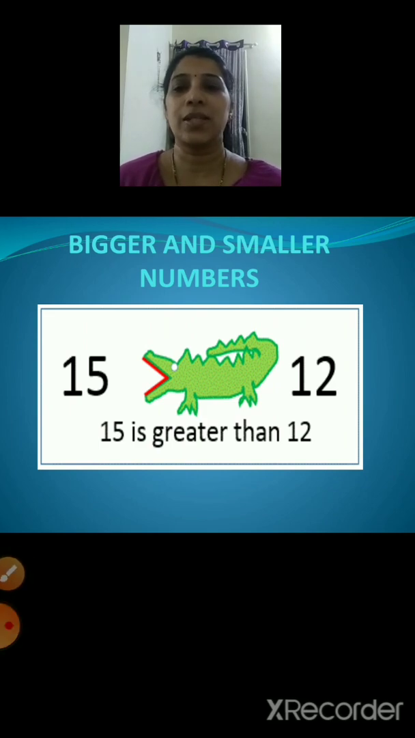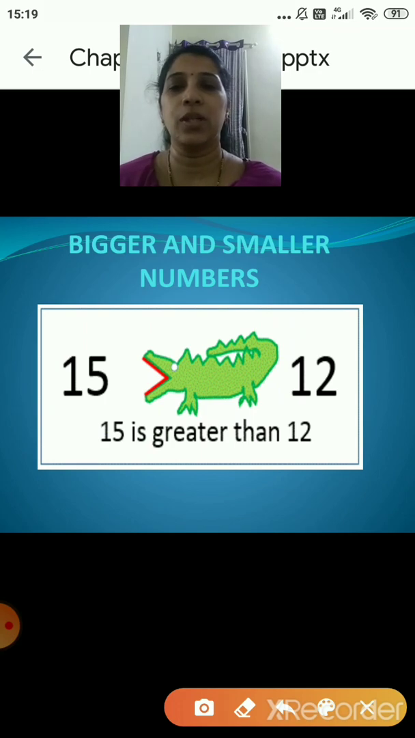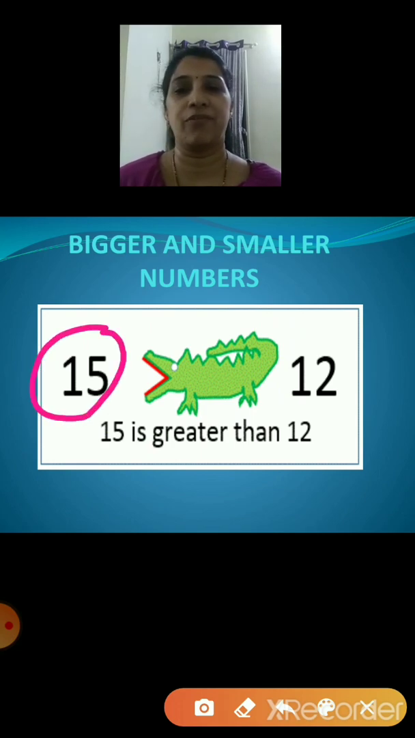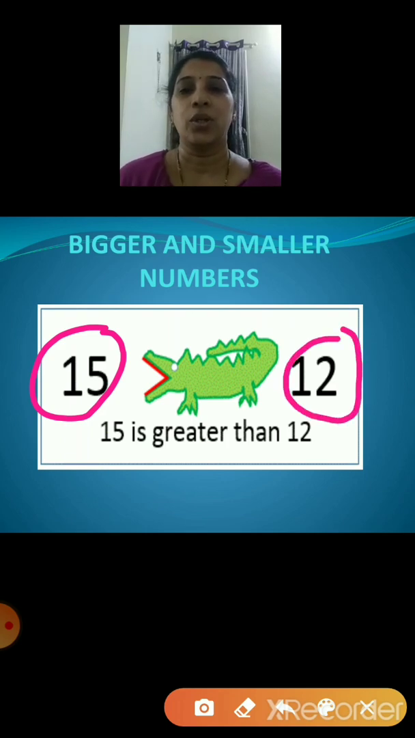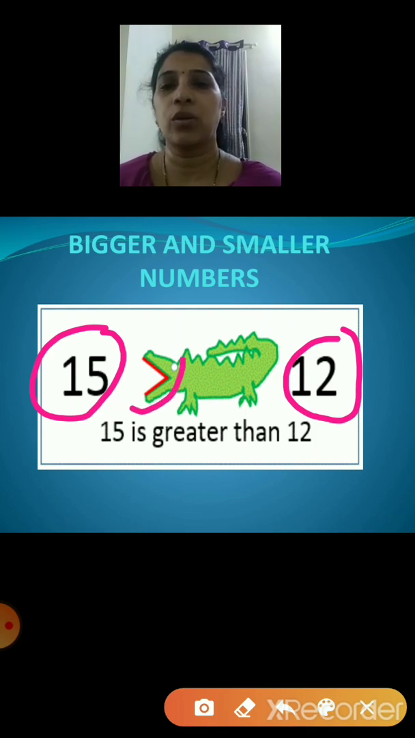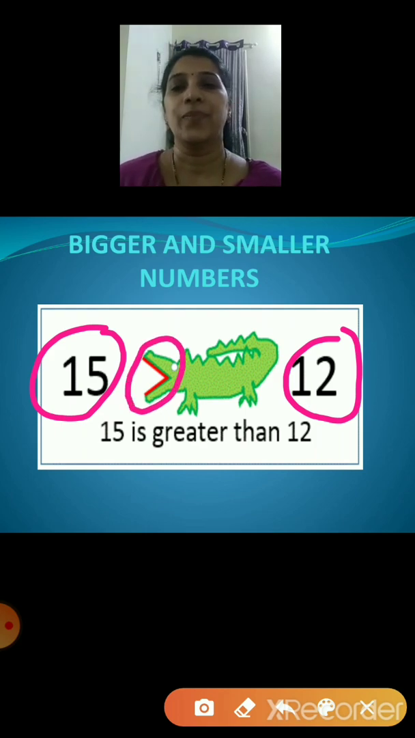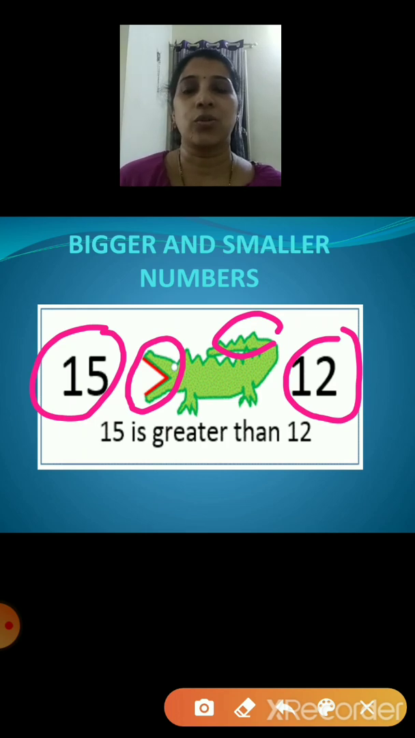So students, you can see over here I have taken two numbers. To your left hand side is the number 15 and to your right hand side is the number 12. You can see the open mouth of the crocodile. The open mouth of the crocodile is towards the number 15 because 15 is greater than 12, whereas the tail of the crocodile is towards the smaller number 12. So that means 15 is greater than 12.